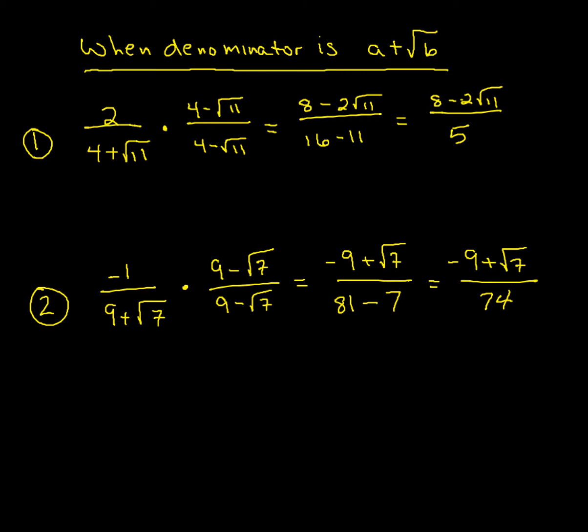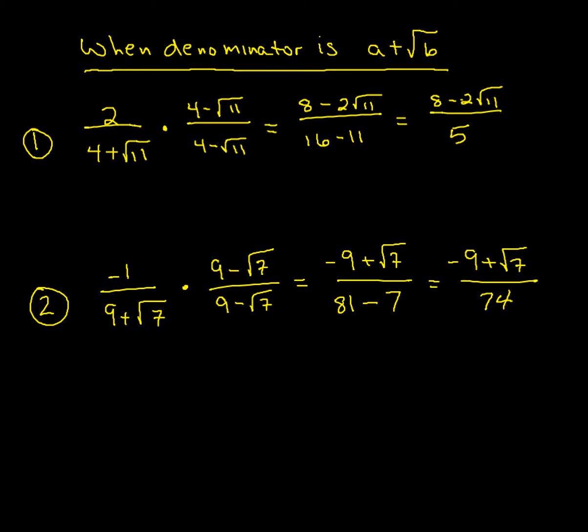Alright, welcome back. How'd you do with these two? Hopefully, for the first one, you ended up with 8 minus 2 square roots of 11, all that over 5. And for number 2, you ended up with negative 9 plus square root of 7, all of that over 74. Just make sure you did your arithmetic correctly and you took your time, and you got these two problems correct. There they are, both worked out, so if you have any questions, you can refer to the arithmetic that is there on your screen for you.